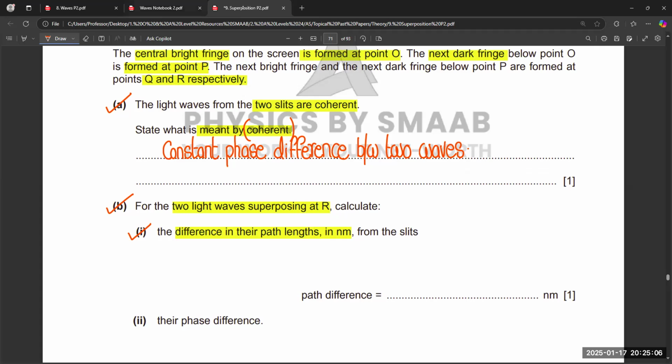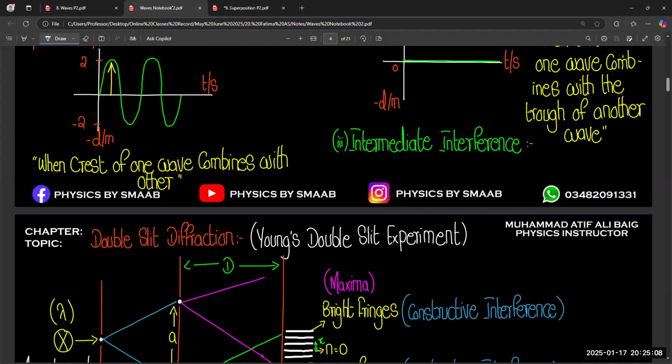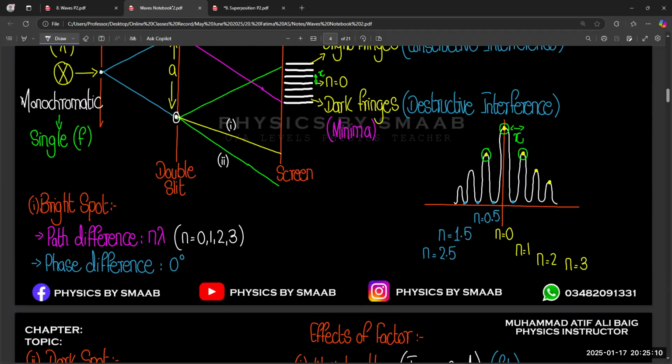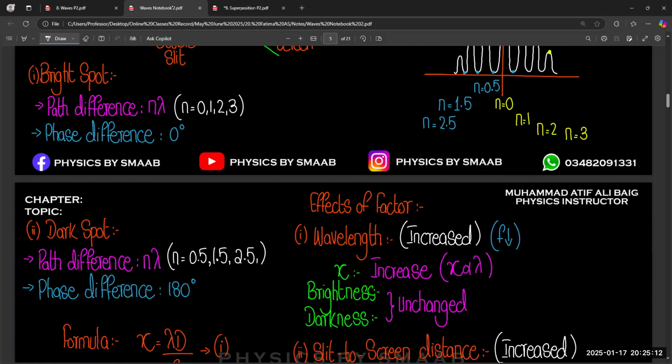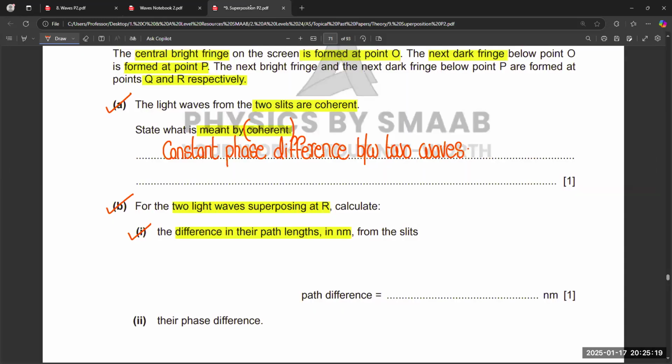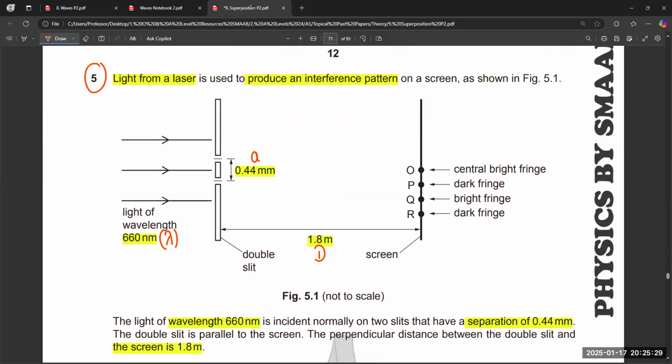Okay, so for path differences, we already discussed path difference is equal to n lambda. Only the numbers of order n are different. Otherwise, all things are the same. So it is very easy to calculate, and they are asking about two light waves superposing at point R. Point R is the last point from the center in the diagram.